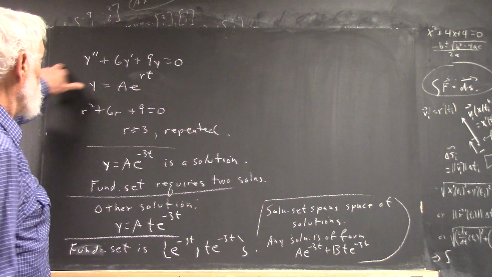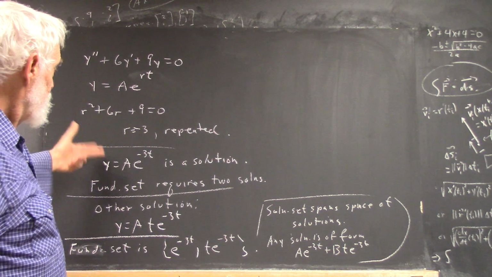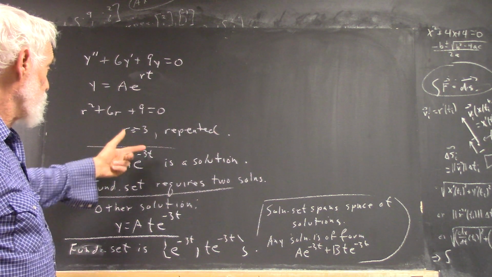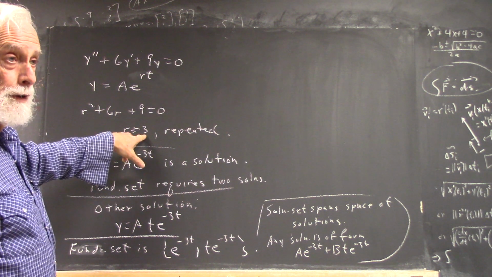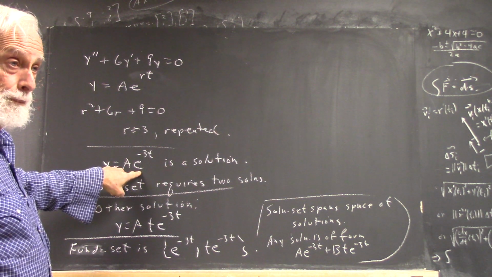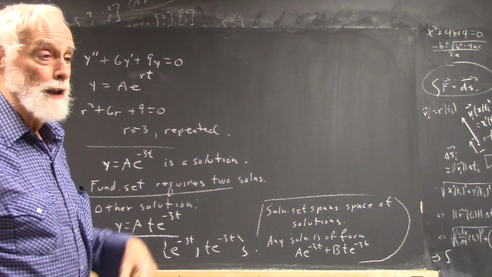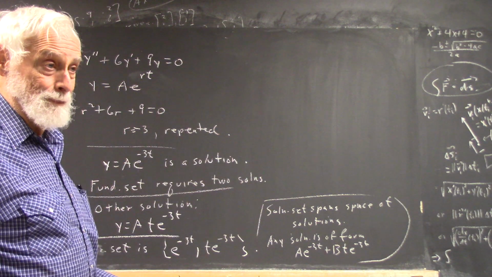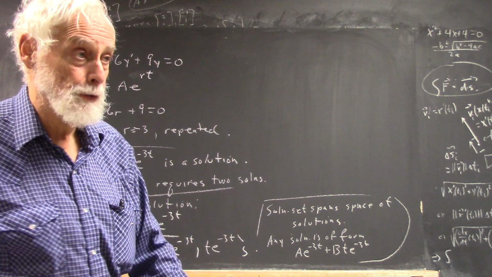Okay, so we have this equation. We get its characteristic equation, solve the characteristic equation, we get a solution. But the solution to the characteristic equation is repeated, so we don't get two solutions. Now we know since this is a second order equation, that we have to have two solutions to get a complete solution set, two linearly independent solutions.